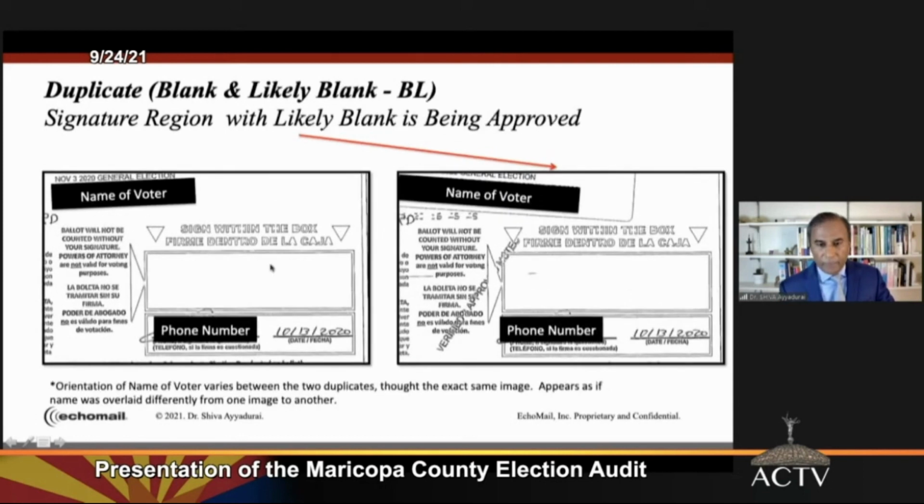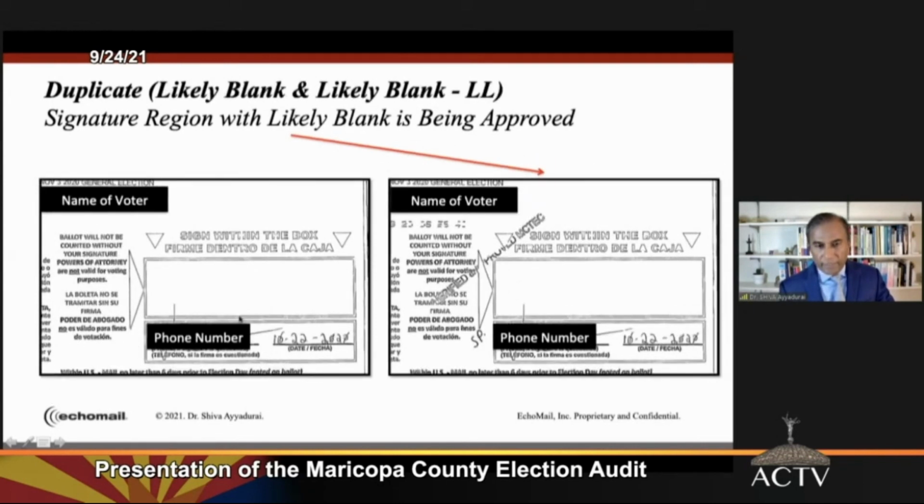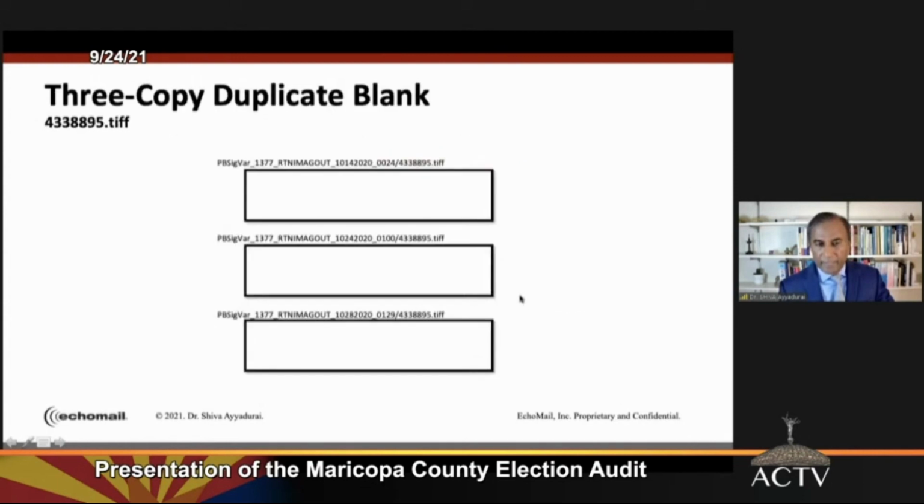And here we have one which is a blank, and a likely blank with a little dot over here has been approved. And similarly over here, we have a signature and a likely blank, and again, the likely blank is being approved. And here's an example of a 3-copy one. We have 3-copy duplicates, all are blank. And we'll come back to showing how if they were approved or not. And here's an example of 3-copy scribbles.